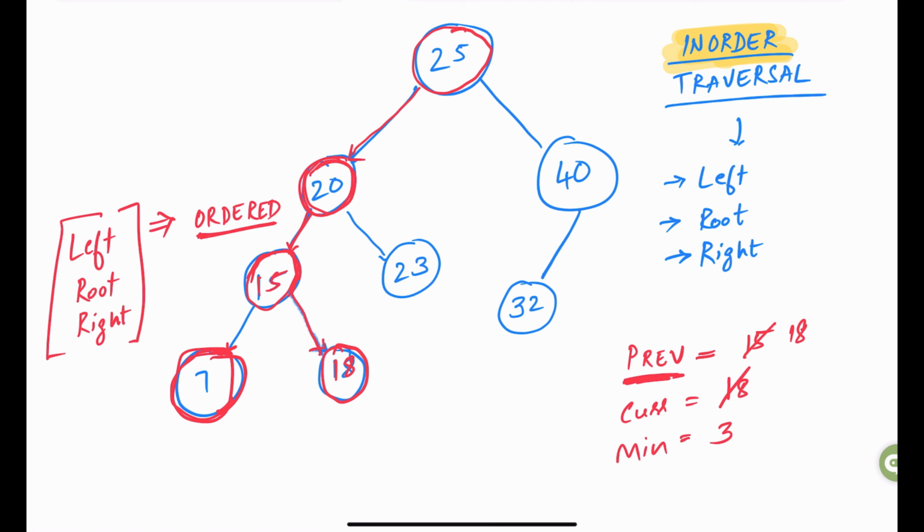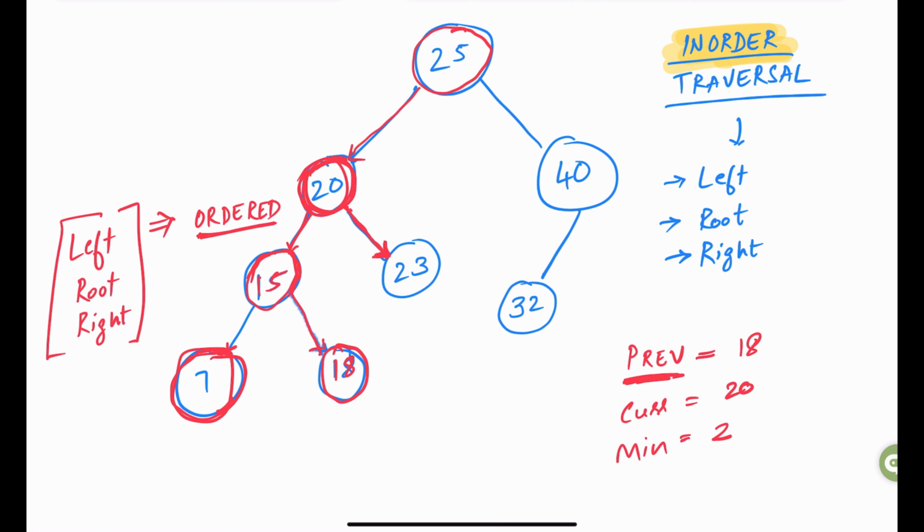Now we are moving up the ladder to node 20. The 20 becomes the current node. The difference between current and previous node is 2, which is smaller than the previous minimum value. So we'll replace it and continue forward. Now we are looking at the right node of node 20. So we'll replace the previous with 20, and the current will be 23.